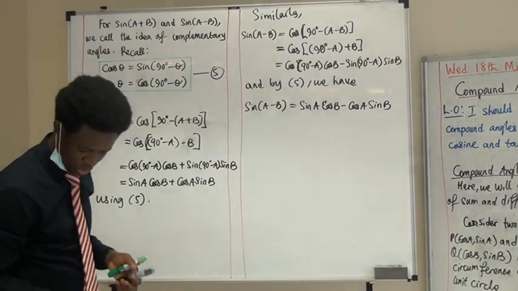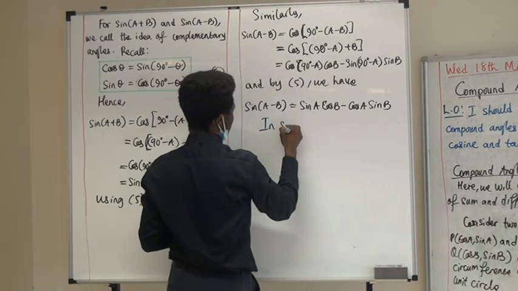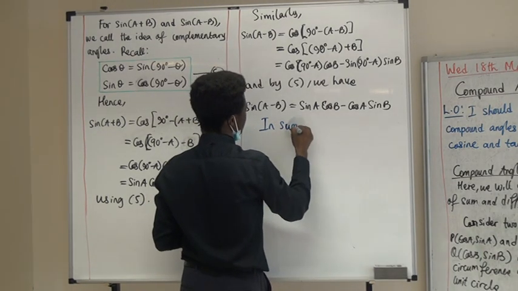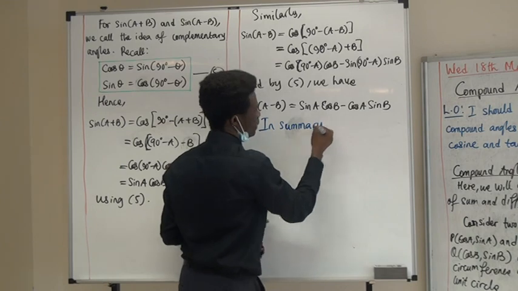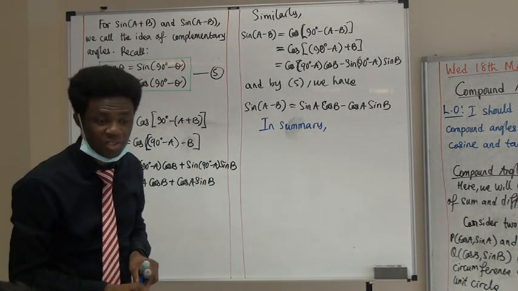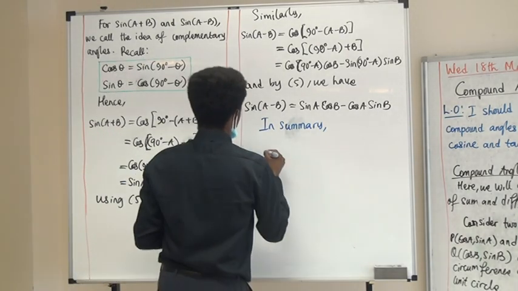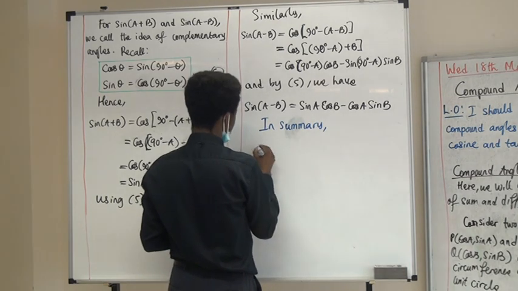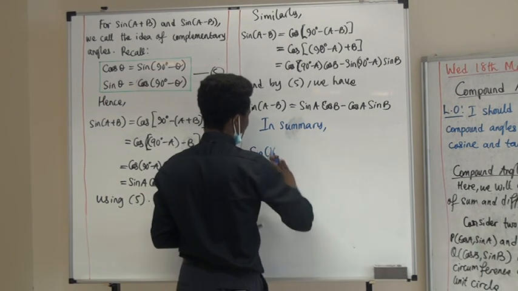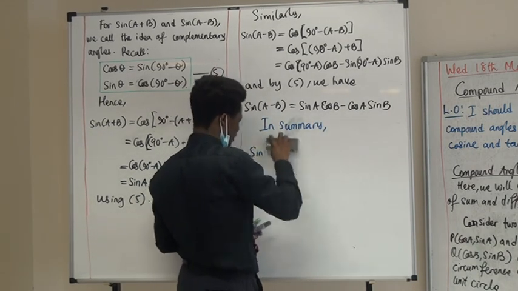Okay, so let's write the summary like we did before. In summary, please now look at the worksheet again. Go to the first column. The first column is about sine. Question 1, just like we did before. In summary, I'll write the summary here. In the case of sine, you notice plus is plus, minus is minus. Did you notice that?